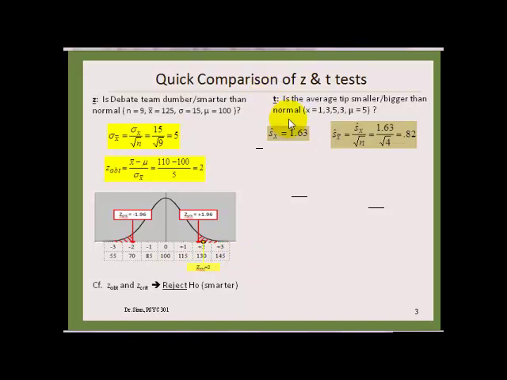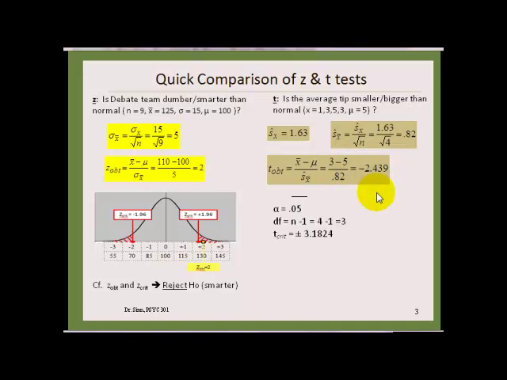In a t-test example, you'll notice we don't have the standard deviation in the population. All we have are some x's. So is the average tip smaller or bigger than normal? Some waitress or waiter gets these tips on average in the whole population. They're supposed to get an average of 5. Well, there's a standard deviation of 1.63. Let's assume you just calculated that by hand. That's an estimate based on these numbers. And so then we get a standard error equal to 0.82. That's the difference that we'd expect just by chance. And then we do the calculation on top to get the difference that we observed. And that works out to a negative 2 point something t obtained.